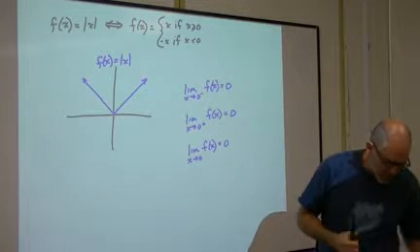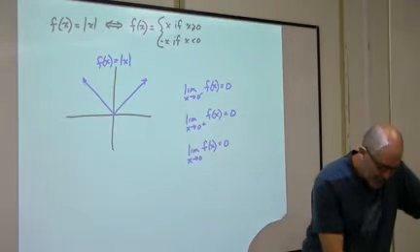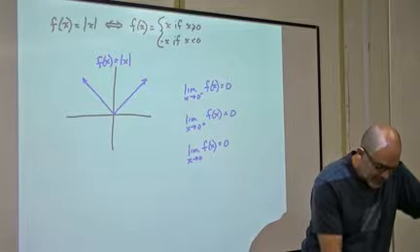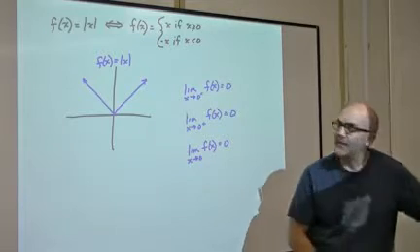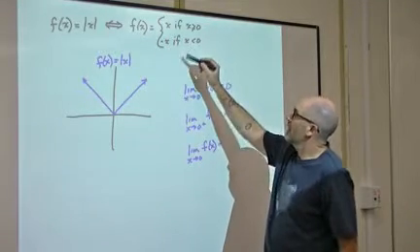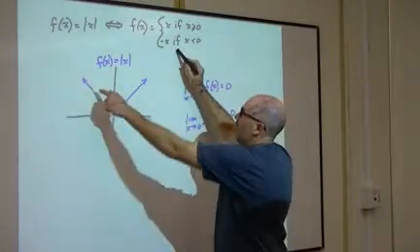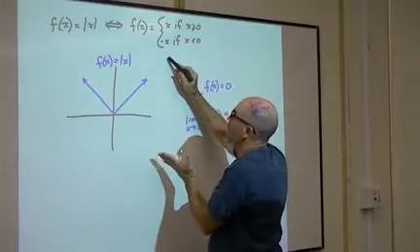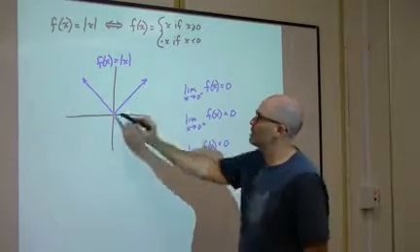If you look at the algebra, the limit as x approaches 0 from the right is going to be the limit as x approaches 0 of x, which is 0. Now the limit as x approaches 0 from the left is going to be the limit as x approaches 0 of negative x, because if I'm coming in from the left, I'm really using this part of the function here. So this line on the left is y equals negative x, slope of negative 1. And if I plug in a 0 for that, I get negative 0, which is 0.